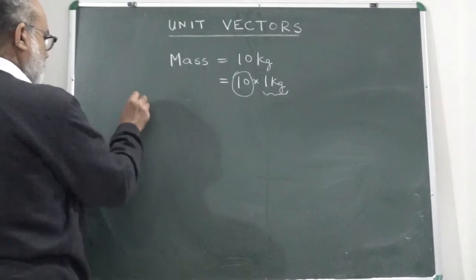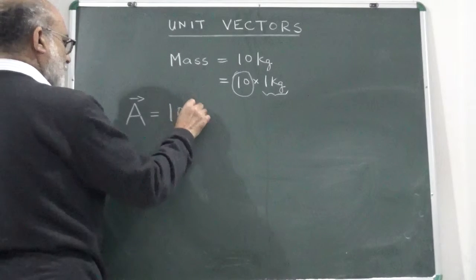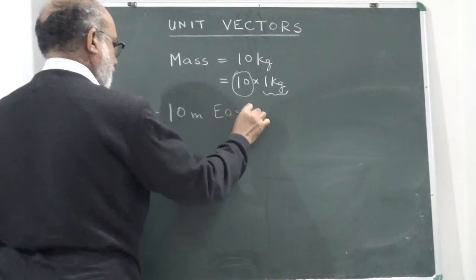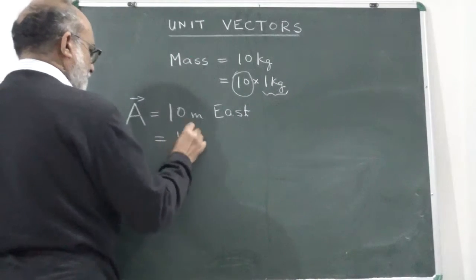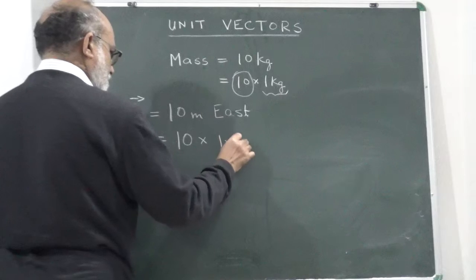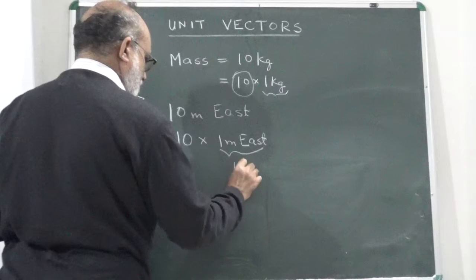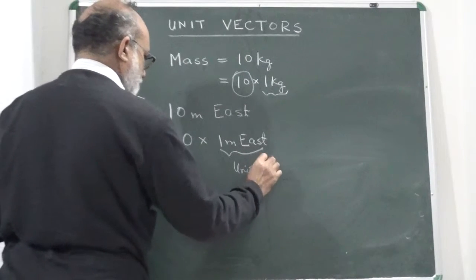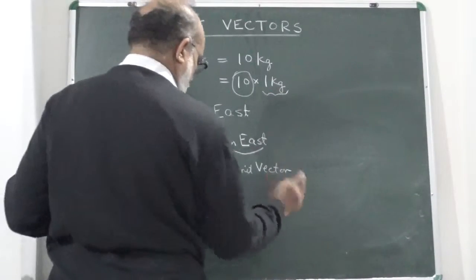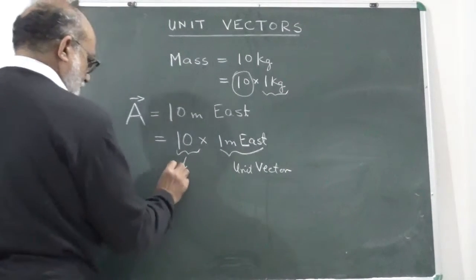Suppose there is a vector A, a displacement vector, 10 meter east. This means we can write this as 10 into 1 meter. This is the unit vector and this is the magnitude of the vector A.